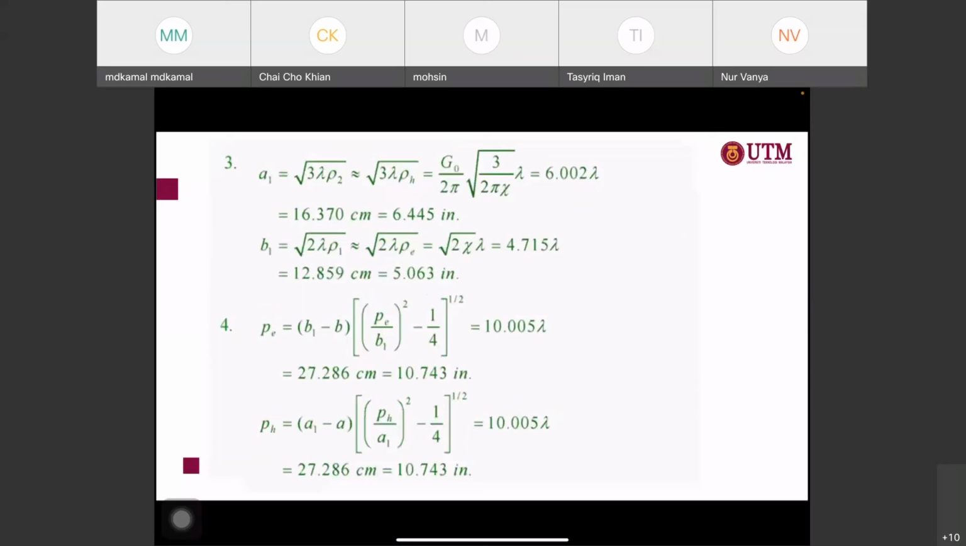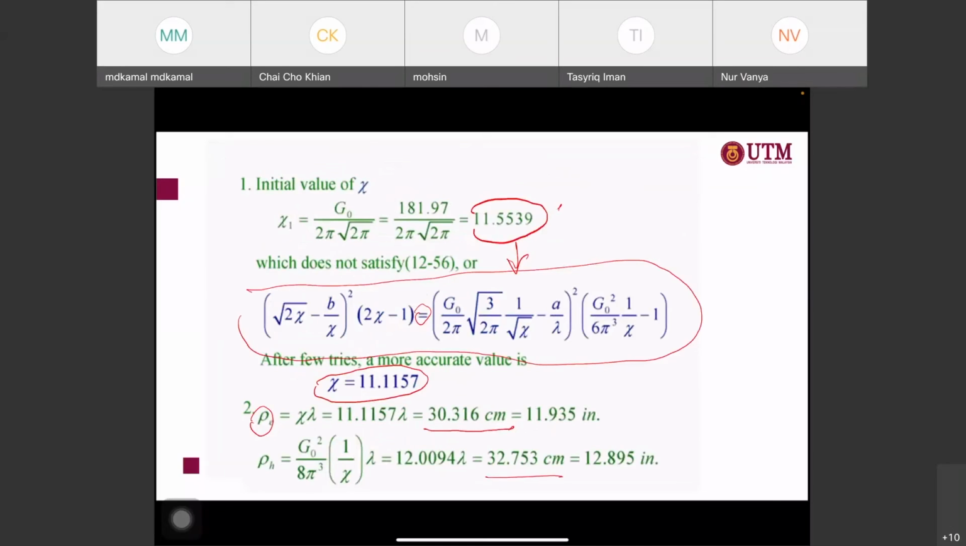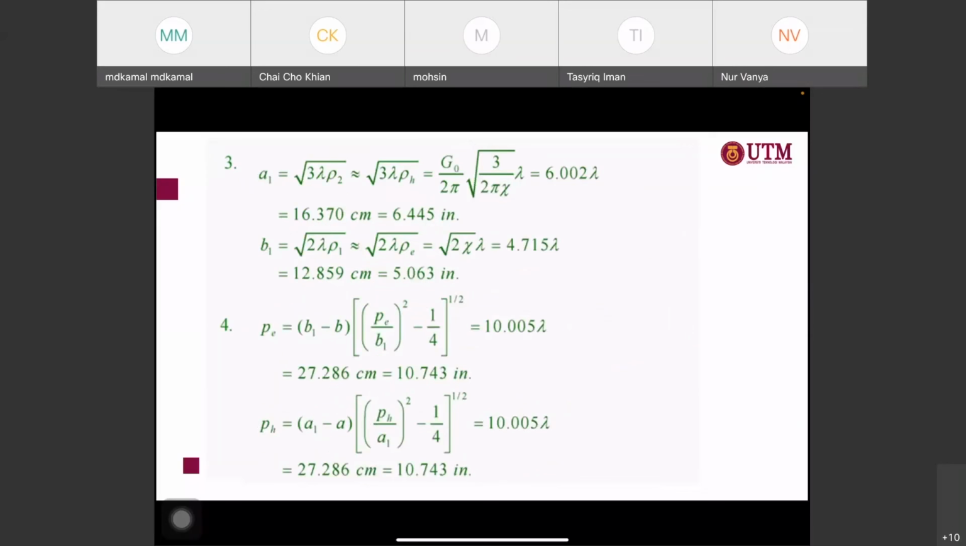Okay, you put into it, so you got this value. So now you know that you have rho e and rho h. After that, you can get the value of your A1 and B1 from these three equations. Since you know that rho 2 and rho h is almost the same here, you just put into this equation, you got the value of A1 as 6.002 lambda, and B1 actually is equal to 4.715 lambda. Okay?